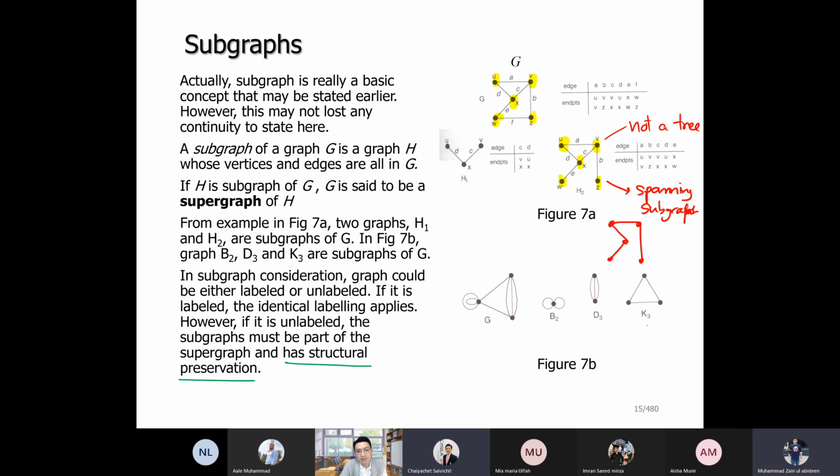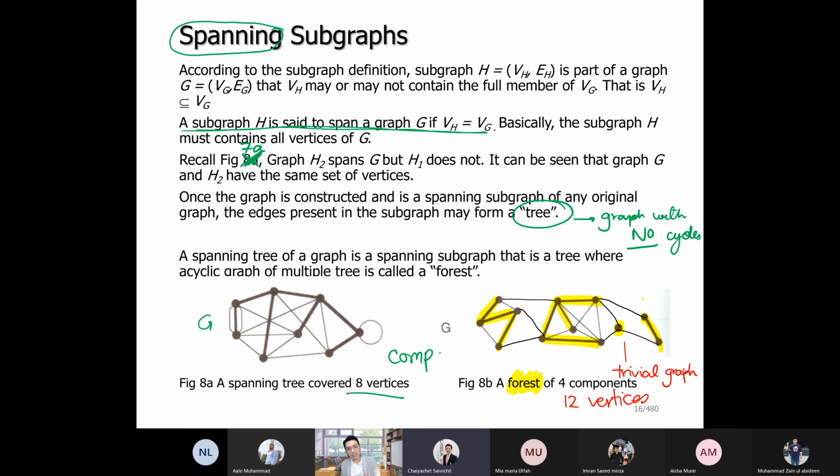But it's not a tree because you see that this forms a cycle. Yeah, there is a loop. So this is not a tree, but it's a spanning subgraph. But if I draw like this one, this is a spanning tree as well as a spanning subgraph. Understood, Professor. So a forest combines several trees or multiple trees.